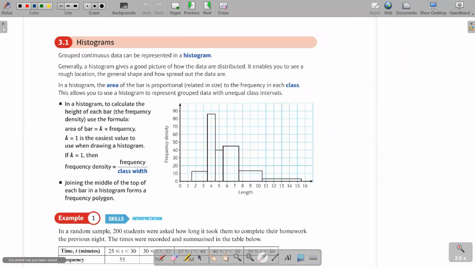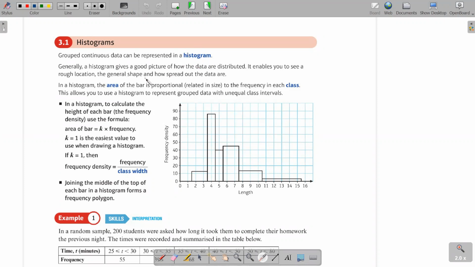So, the first rule in using histograms: when we are working with data, we work with two types of data. What are they? We work with discrete data and we work with continuous data. Histograms are supposed to be used only for grouped continuous data. Do you recall grouped continuous data from the previous lesson? It means you have data in groups, like 10 to 20, 20 to 30. Grouped continuous data can be represented in a histogram.